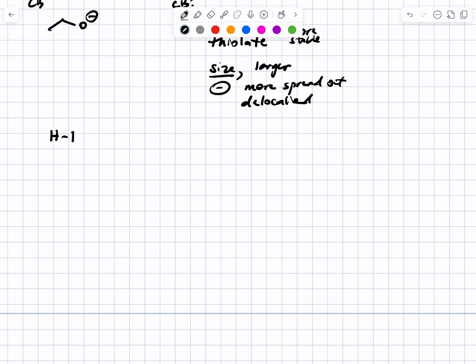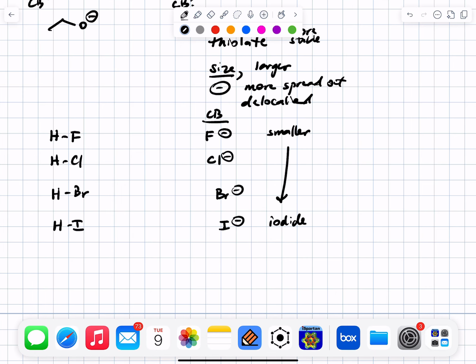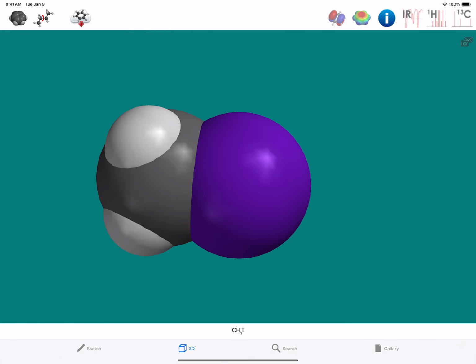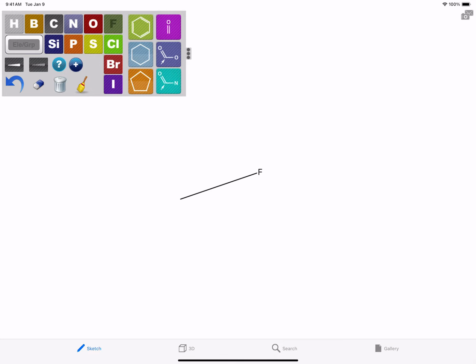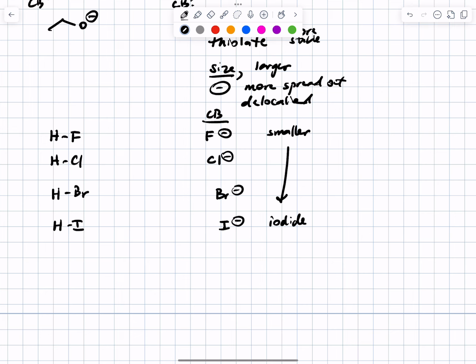If you look at the halogen acids, HF, HCl, HBr, and HI, and you draw their conjugate bases, the atoms that bear the negative charge once the proton is lost, you would see that the atomic radius of fluorine is much smaller than the atomic radius of iodide. It's a huge difference. I just want to illustrate that in Spartan. There's the iodide. I'm just going to replace it with a fluorine, and you're going to see how small fluorine is relative to how big iodide was. So this makes a huge difference.